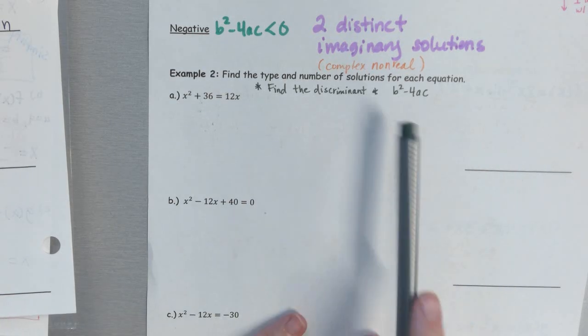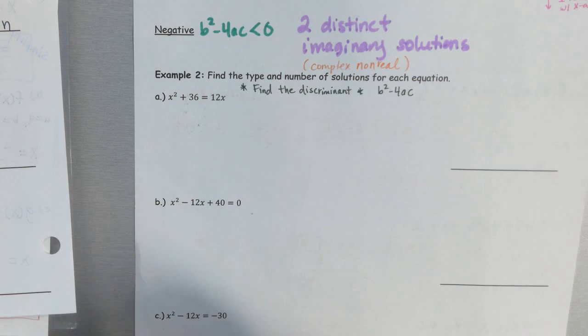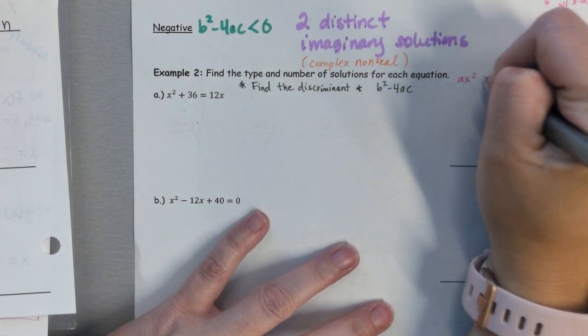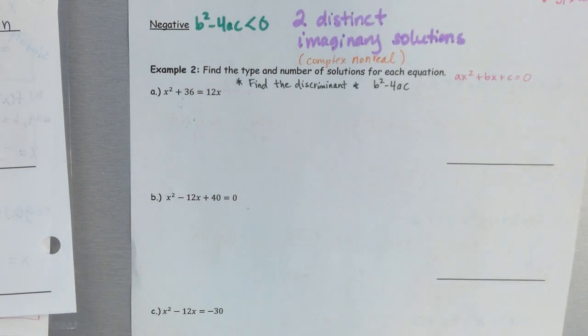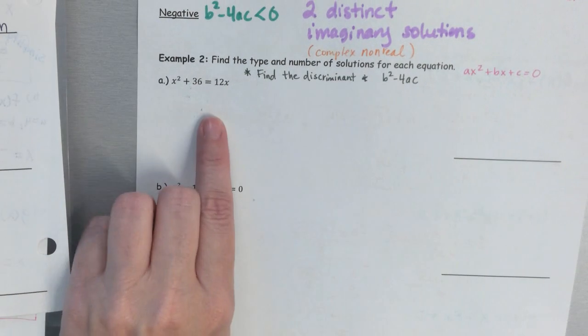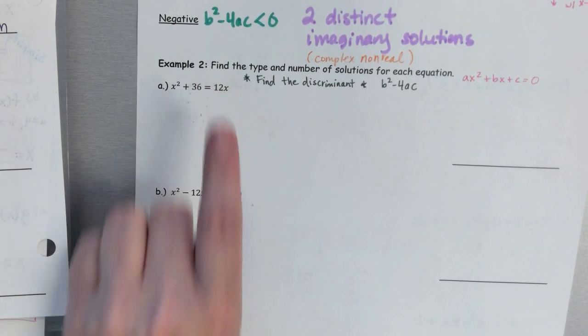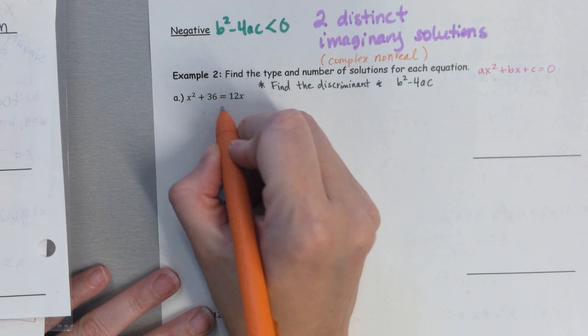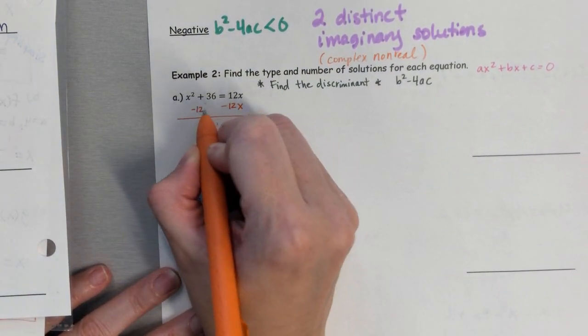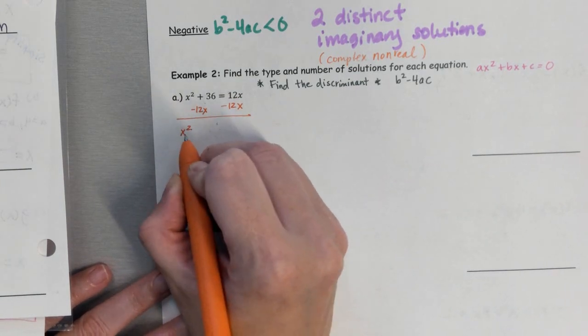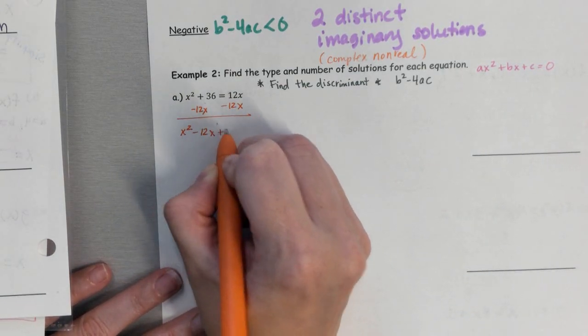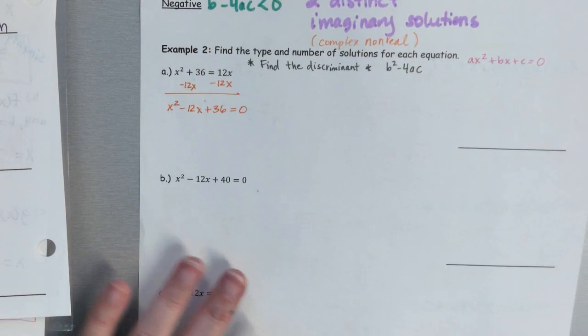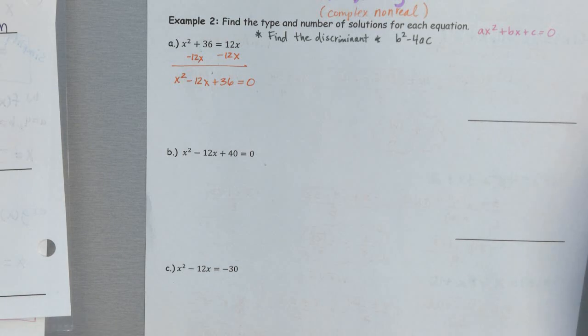Now, when you are finding your values for a, b, and c, let's also keep in mind you have to have your equation in standard form. So you have to have it in the form ax squared plus bx plus c, and then that should be equal to 0. So as I look at part A, I can see this isn't equal to 0 yet. So I'm just going to move over my 12x, so I have to use subtraction. And then when I write this out, I write it in standard form. x squared minus 12x plus 36 equals 0. And then from there, I can identify my a, my b, my c.